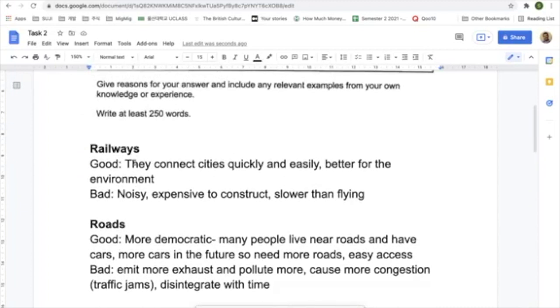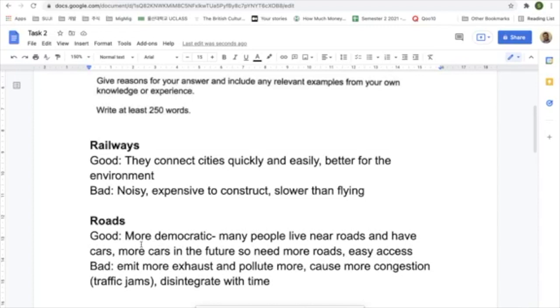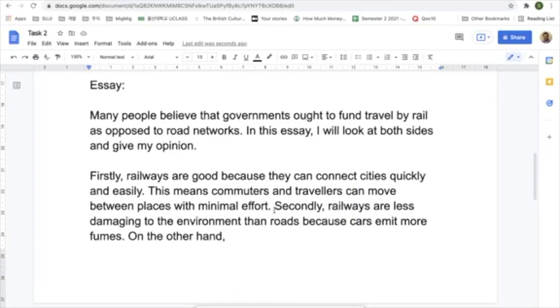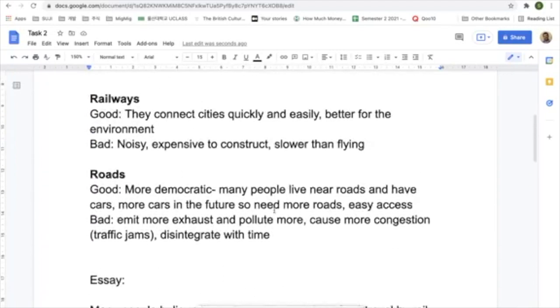You can talk about railways and just say all of the good things, and then you can talk about roads and say all of the bad things. You could probably go with two separate paragraphs: a good paragraph and a bad paragraph, where you talk about what's good about railways and roads in one paragraph and what's bad about both in the next. I like to do a balanced type of essay, where you talk about both in each paragraph and you say the good things and the bad things, and then, you know, your opinion at the end.